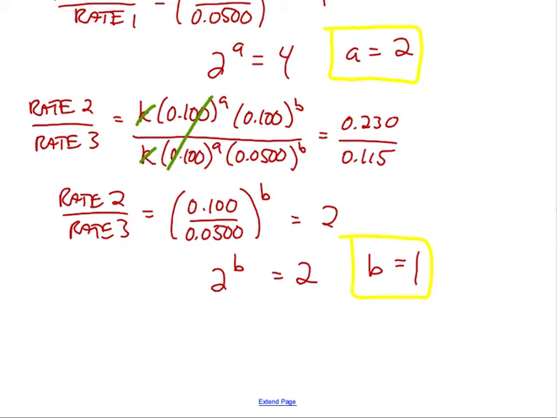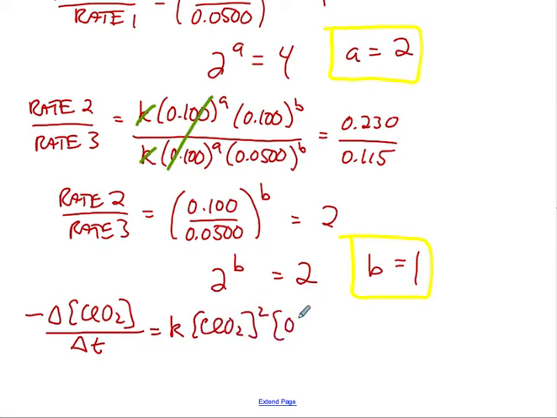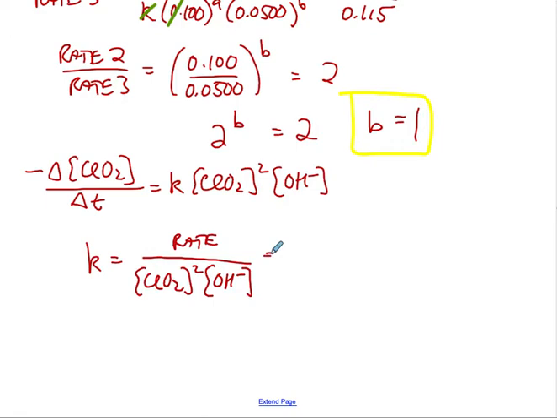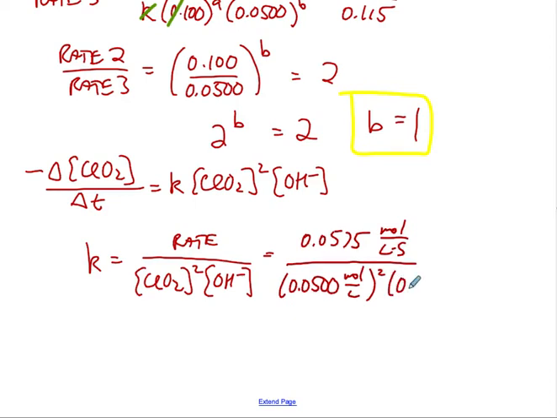So simply to write out the rate law, the decrease in concentration of chlorine dioxide with respect to time is equal to K times the concentration of chlorine dioxide squared times the concentration of hydroxide. Now to solve for the numerical value of K, I'll simply rearrange. K is equal to the rate over ClO2 squared times the concentration of hydroxide. I'll just randomly choose one of them, 0.0575 mole per liter per second, divided by 0.0500 mole per liter squared times 0.100 mole per liter.